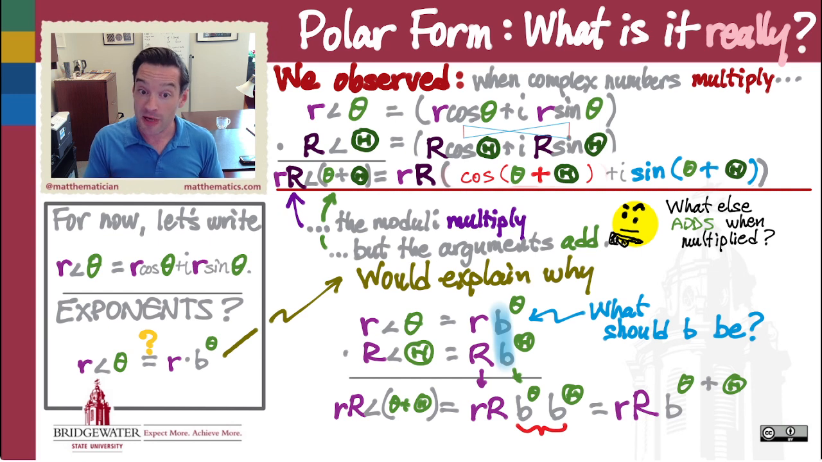So our hope is that we're able to write any complex number as its modulus times something raised to the power of its argument. So then the question is, what is that something? What is this common base that's going to allow us to, on the nose, represent every complex number as modulus times that base raised to the power of the argument? That's what this video is, and the discovery in this video is one of the key moments in the development of the theory of complex numbers.